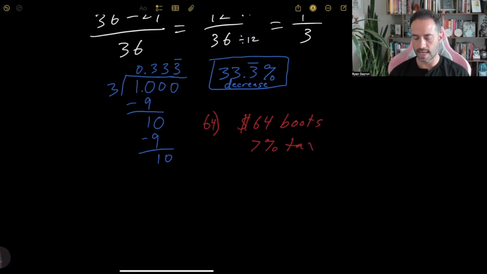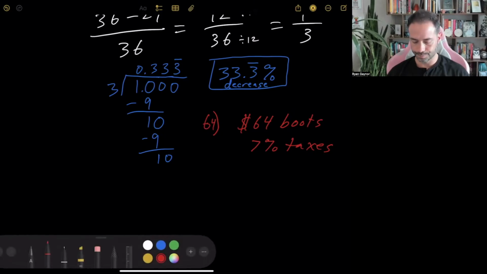7% in taxes. Okay, so there's two ways to do this. I like to do it in the way where you just do everything at once. So you have to think about it like this. $64, I'm gonna pay 100% of that, right? Because there's no discount. I'm just paying $64 plus the taxes. So I'm gonna pay 100% of that, and then I'm also gonna pay 7% in taxes. So it's really 107% of $64, right?